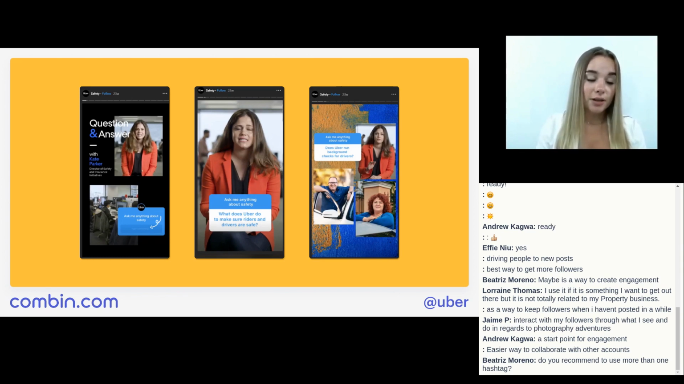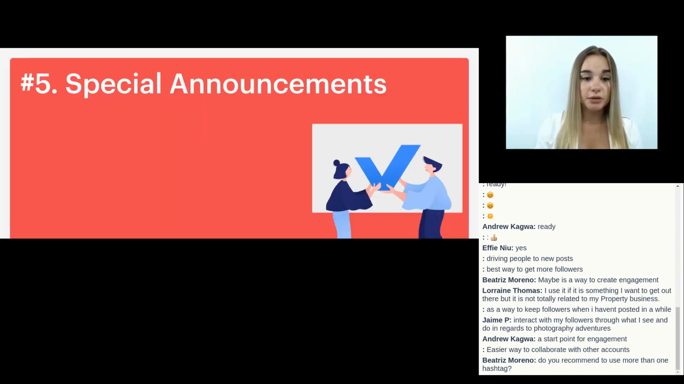So now on your screens, you can see the example of using question stickers. Uber ran a Q&A session about driver and rider safety, where people could ask any question they wanted. And also one more interesting fact about question stickers is that you can answer the questions with just a text message, or you can record a small video. I think when you record a small video, it's better because people see a real person behind a brand.